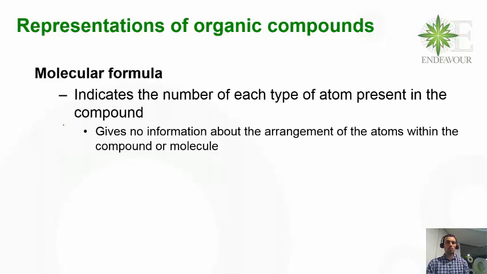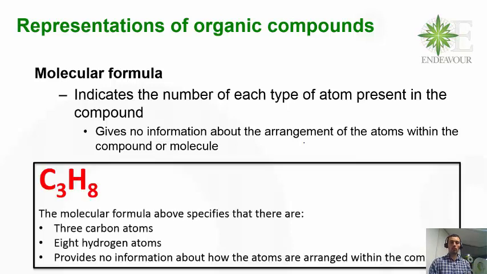The simplest one is called the molecular formula. This is where it just tells you the number of each type of atom present in the compound, but unfortunately it doesn't give you any information about how the atoms are actually arranged in that compound. So the amount of information you're getting from the molecular formula is actually quite limited. Let's have a look at a molecular formula. Here's C3H8. It's telling us that there are carbon atoms and hydrogen atoms, but if you don't know anything about the way that carbon and hydrogen bond, you wouldn't actually know what the structure looks like at all.